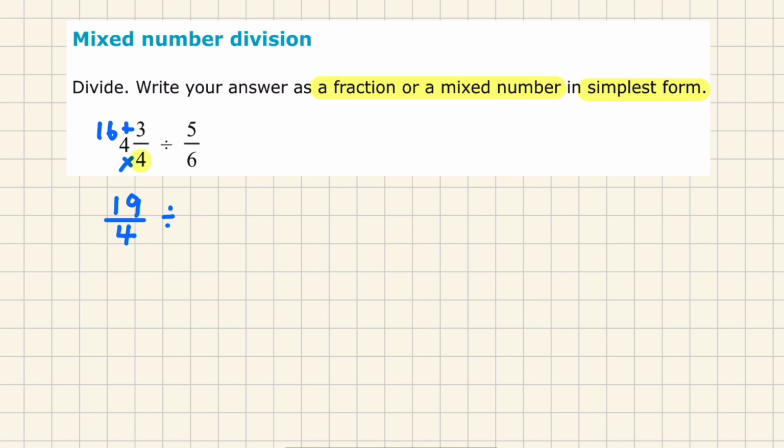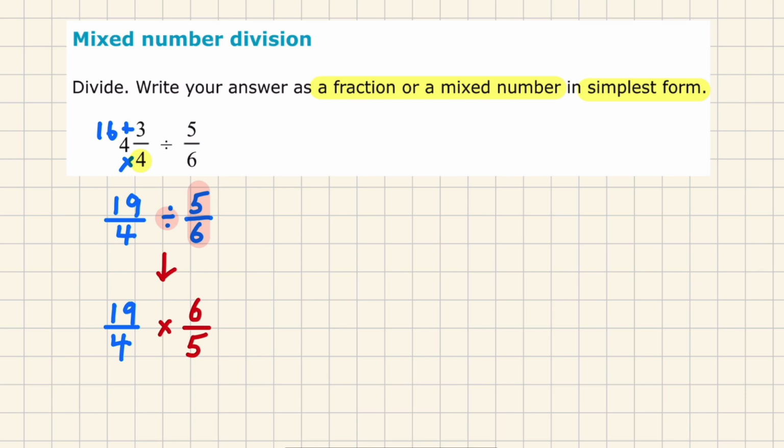And our second number here is just a fraction. It's not a mixed number, so there's no need to change it. It is just the fraction 5/6. And now that I have fraction division, I know that to do fraction division, I leave that first fraction as is. I convert division into multiplication by taking the reciprocal of the second fraction. So 5/6 has the 6 move to the numerator and the 5 move to the denominator.